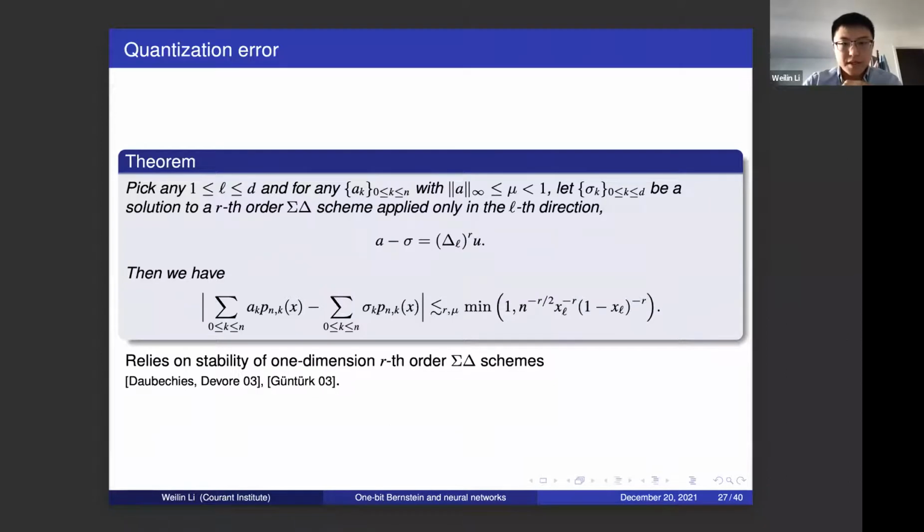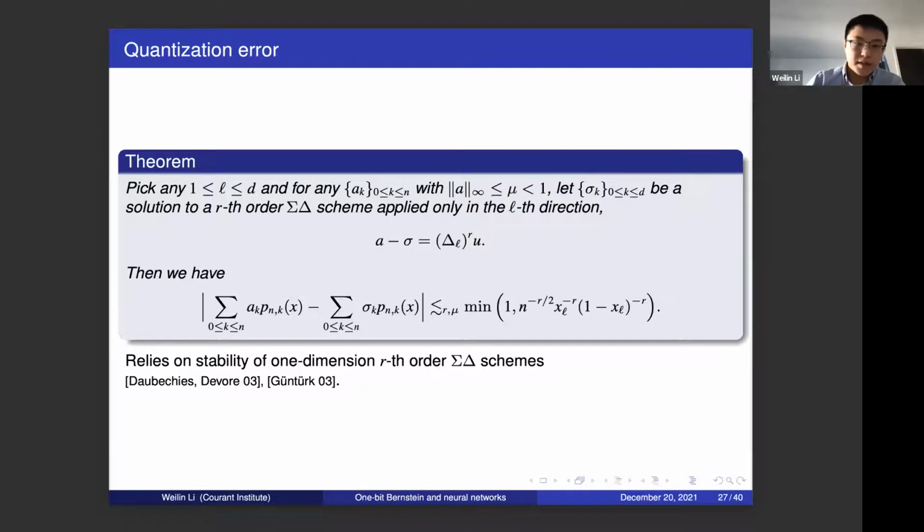So the theorem is we pick an L, which will be the direction in which we process. And as long as we have an input sequence that's bounded by strictly less than 1, we'll pick the sigmas to be the solution to an rth order sigma delta scheme applied in the L direction. Schemes like this were first studied by Ingrid Daubechies and Ron DeVore in their Annals paper in 2003. So we're really relying on some powerful machinery here. This is just a 1-dimensional scheme. We'll apply the 1D result and extend it to D dimensions, just doing it coordinate-wise, one at a time.